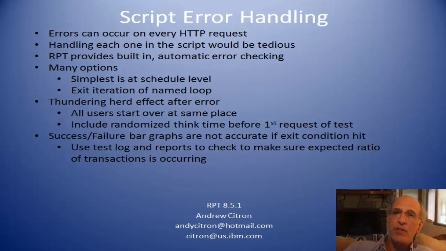And I also mentioned that if you are using exit on error, you need to be careful not to trust the summary bar graphs that show 100% success, because sometimes the error is not the type of error that shows up in those bar graphs, and it causes it to bail out. And those bar graphs can show 100% success when in fact most of the requests are not executing.